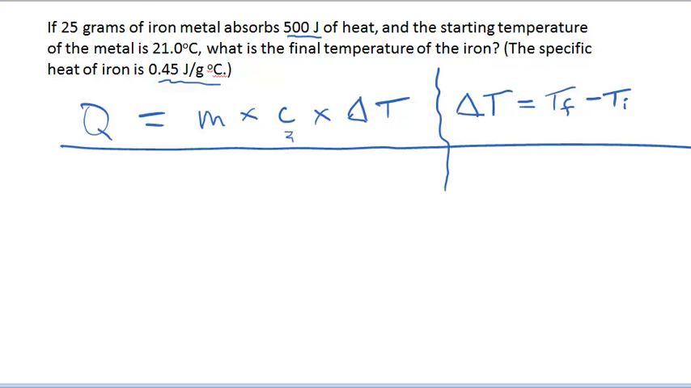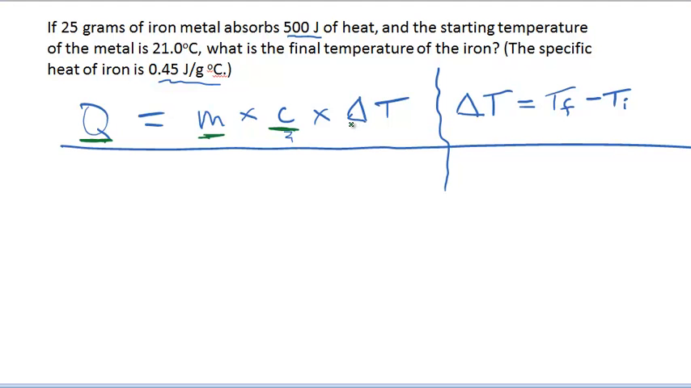All right, so let's take a look at this. So we've got 25 grams of iron. All right, so we know the mass. We know how much heat is going to get absorbed, so we know that variable. And let's see here. Do we know the specific heat? Yes, we do. It was given to us in the problem. And the question is, what's the final temperature of the iron? All right, so at your first impulse, the first thing that you might be thinking is, well, wait a minute.